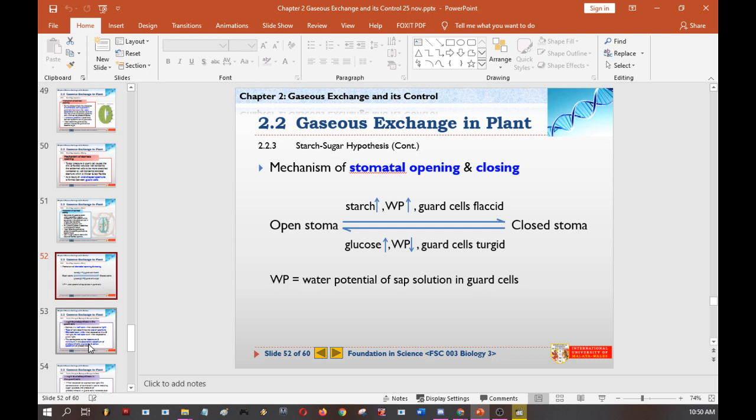You have open stomata. To close stomata, you need starch up, water potential down, guard cells flaccid. From closed to open, you need glucose up, water potential down, and guard cells turgid.